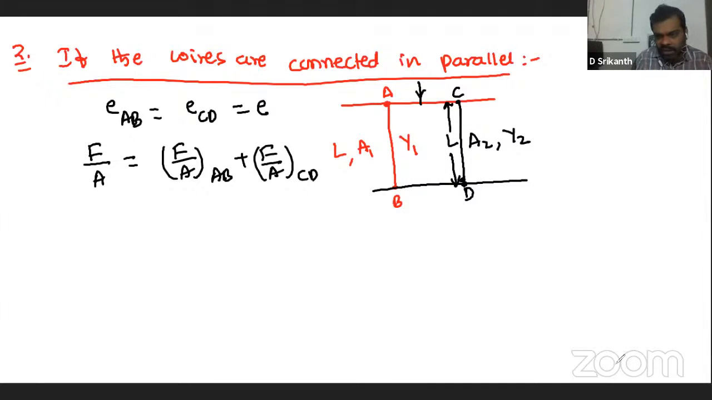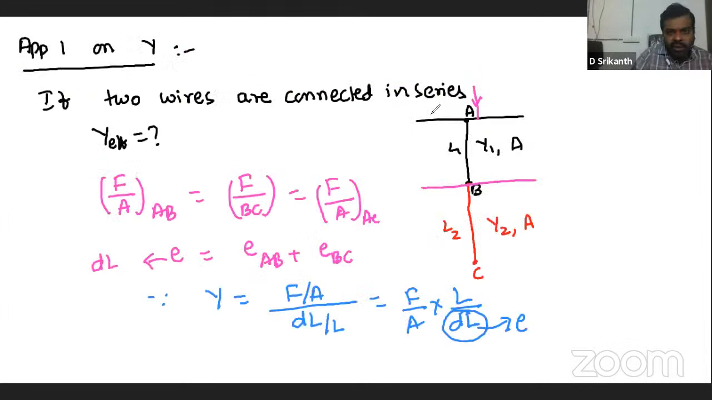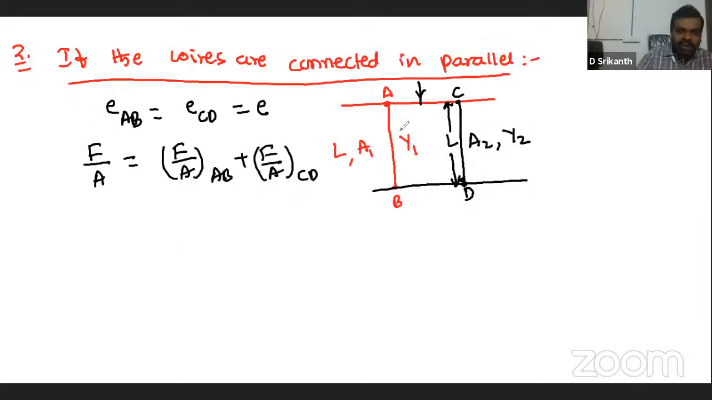Here, in the earlier example, if the two wires are connected in series, whatever the stress I am applying, the stress acting on the first wire AB is equal to the stress acting in the second wire BC. But in this case, when the two wires are connected in parallel, the stress acting on the system is equivalently divided.